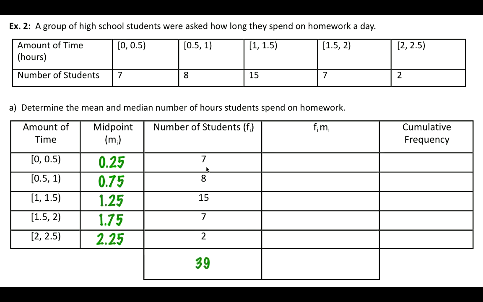And if we add these up, 7 plus 8 plus 15 plus 7 plus 2, we get a number of 39. So we actually talked to 39 students in this sample. Now, because our formula states that we need to look at the frequency of one interval times the midpoint of that same interval, and then we need to sum them up. Okay. Let's take a look at what these frequencies are.